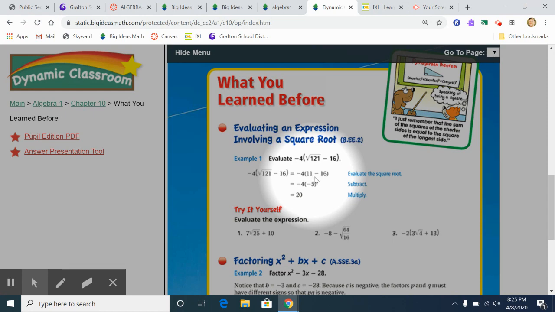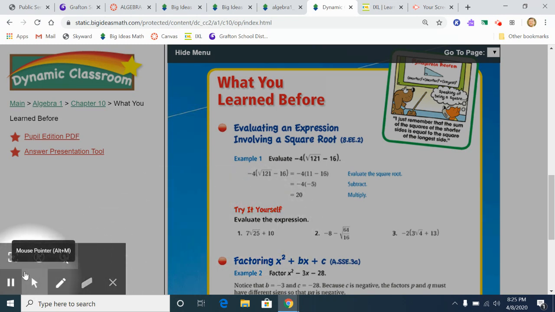So, next thing I would do in this problem is what's inside the parentheses. So, 11 minus 16, that gives me my negative 5. And then I multiply last to get 20. One more brief example from here. If we look at this try it yourself problem number 1, first thing I'd want to do is take the square root of 25 to get 5, then multiply by 7 to get 35, then add 10 to get 45 as my final answer. That's essentially the skill that you're going to work on in IXL, but it just looks a little different.